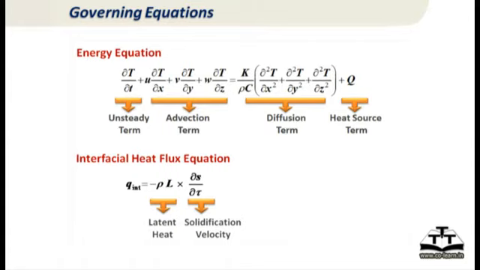Then solid metal to the mold across the air gap, and from within the mold, and then from mold to the air. The interfaces between any two different kinds of materials or bodies, the interfacial heat flux equation has to be defined properly. And here is where a lot of approximations and coefficients come into the picture.